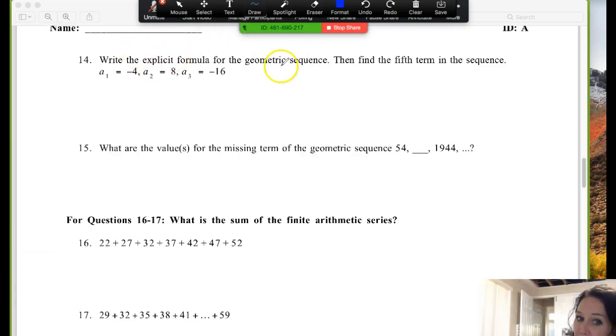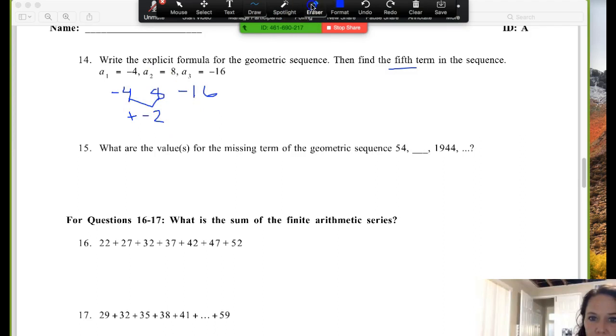Okay, they want an explicit formula for this geometric sequence and then find the fifth term, which once again, because it's only the fifth term, you could just count it out. But let's see, we have the first term is -4. Second term is 8. Third term is -16. To find the common ratio, I take the second term, divide by the first term, and I can see that the common ratio is going to be multiplied by -2.